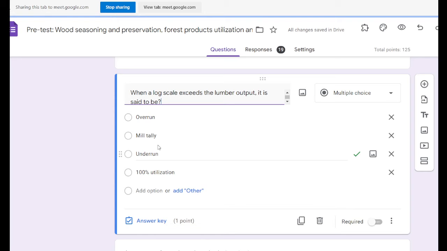Overestimate nimo. Mas taas ang imong log scale compared sa imong actual na lumber output. That is an underrun. Ang opposite ana niya is overrun. Okay? Pag overrun siya, mas taas ang imong lumber output compared sa imong log scale.